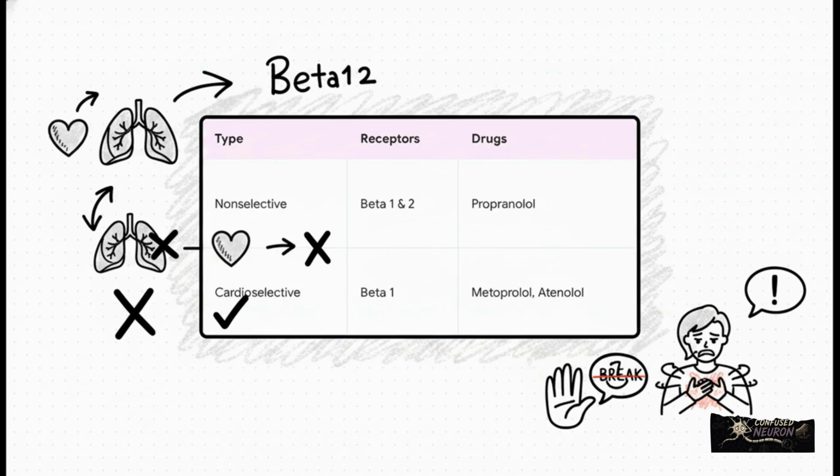If you give a non-selective beta blocker to an asthma patient, you're blocking the beta-2 receptors in their lungs, causing severe bronchoconstriction. You'll essentially trigger an asthma attack. Give me a break, right? If you forget this clinical pearl on the wards, your attending is definitely not going to be happy, and you'll be the one needing an inhaler.